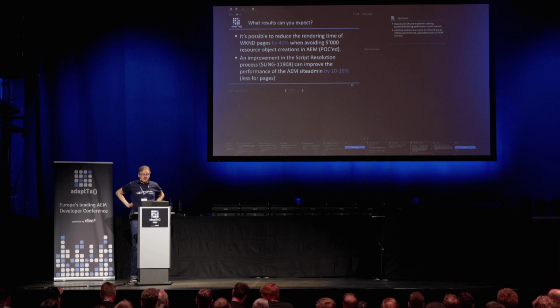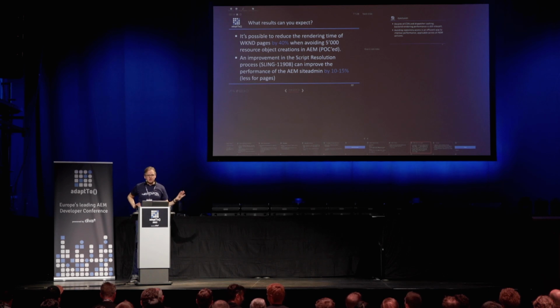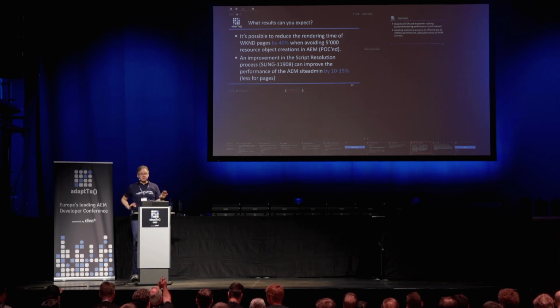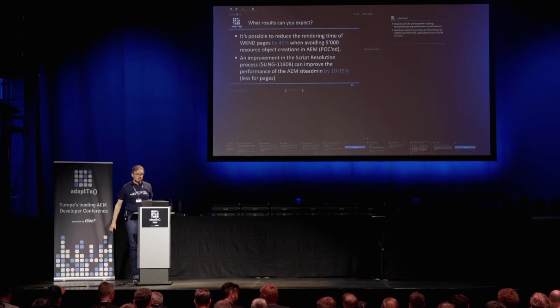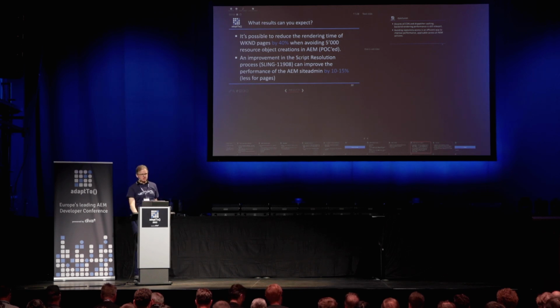So anyway, what can you expect? Some things I did a POC, touched a lot of points in the product, and was able to improve rendering of the Weekend page by 40% without touching any Weekend code. It's just removing overhead from the framework. A lot of stuff from AEM. That means there is still a lot of overhead in there, and I want to eliminate it. That means at some point you can hope that AEM will contribute its part to speeding up your application.